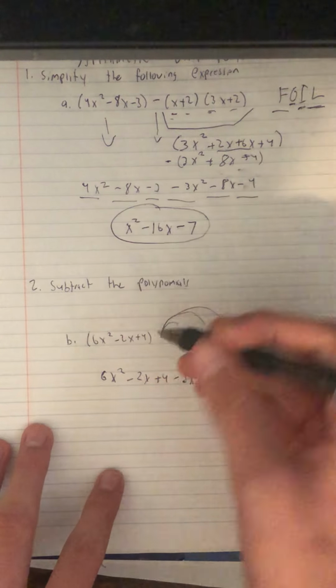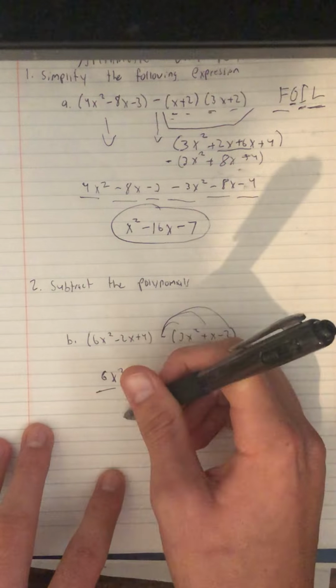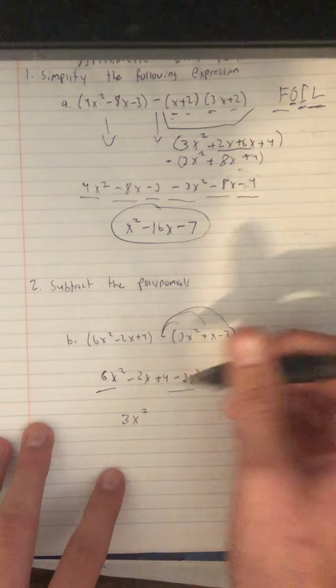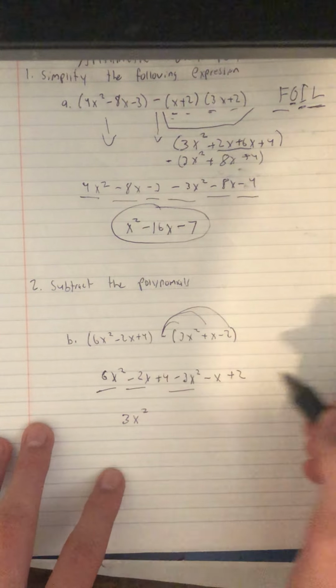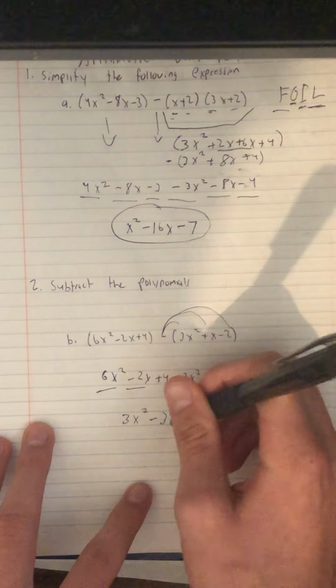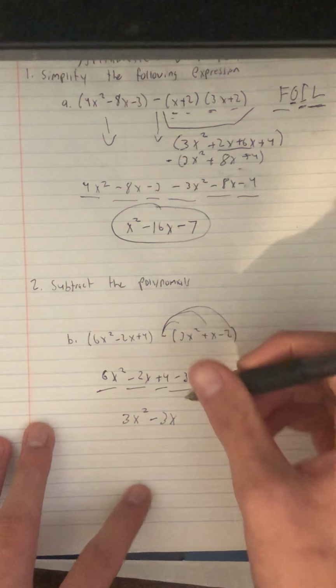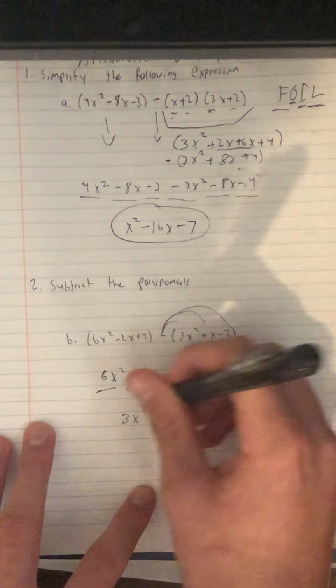Combine like terms, we'll leave you with 6x squared, negative 3x squared, that'll give you positive 3x squared. Combine the negative 2x with the negative x, I'll give you negative 3x. Then lastly, combine the 4 with the 2, and I'll give you 6, which will give you your answer for part 2.